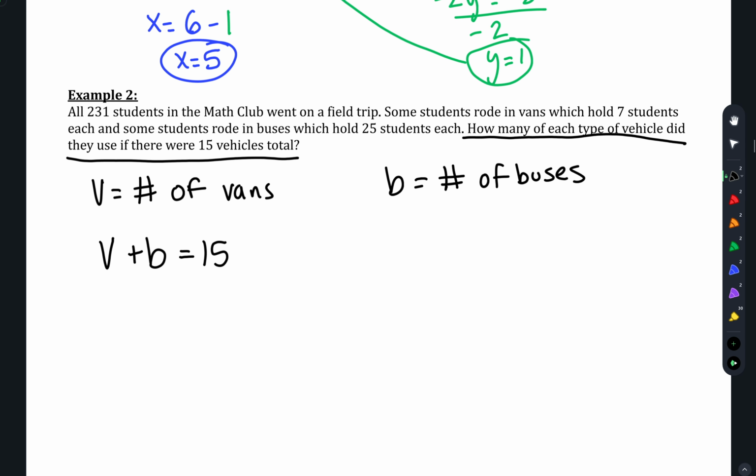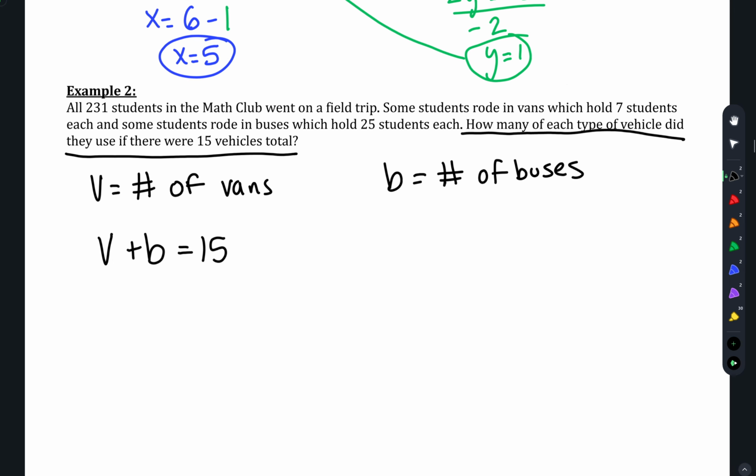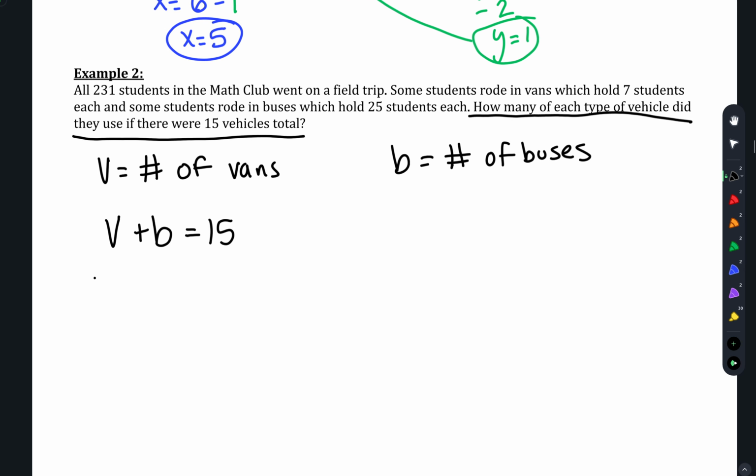I need a second one. Jaden? Perfect. 25 students in a bus, 7 students in a van, equals a total of 231 students.